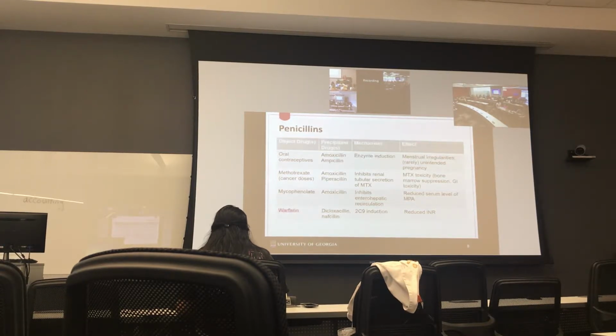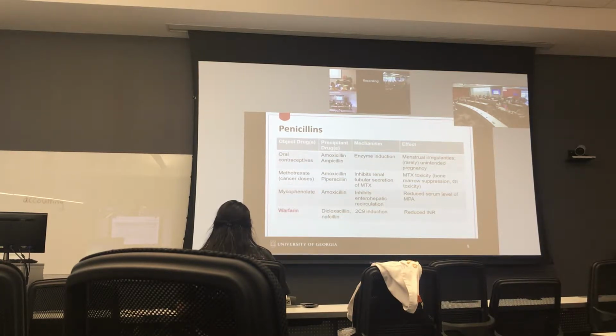Amoxicillin and piperacillin have been shown to interact with methotrexate. This is particularly with the high doses of methotrexate that are used to treat cancer. Methotrexate is used in lower doses for other indications, and the interaction does not appear to be significant then, but when it's used in high cancer doses, then penicillins can inhibit the renal tubular secretion of methotrexate, and this results in increased toxicity. And the primary forms of toxicity that you'll see are bone marrow suppression and GI toxicity, so nausea, vomiting, diarrhea.